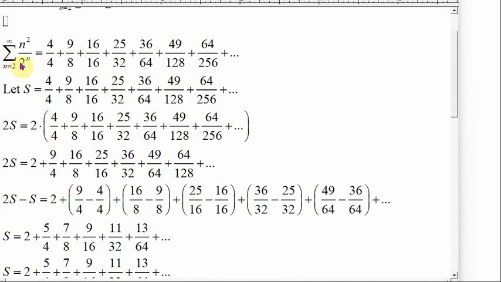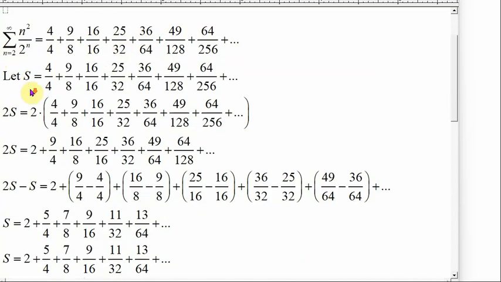When n is 2, we get 4 over 4. When n is 3, we get 9 over 8. When n is 4, we get 16 over 16, and so on. So again, let this sum right here be S, and multiply by 2. This is 1, 2 times 1 is 2. 2 times 9 over 8 is 9 over 4. And then 2 times 16 over 16 is 16 over 8, and so on.